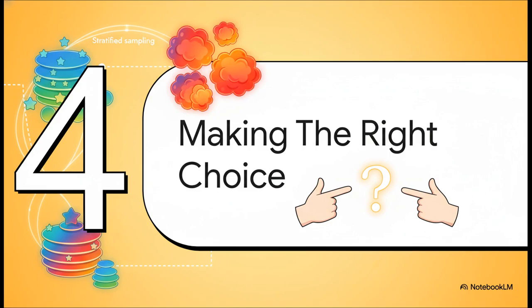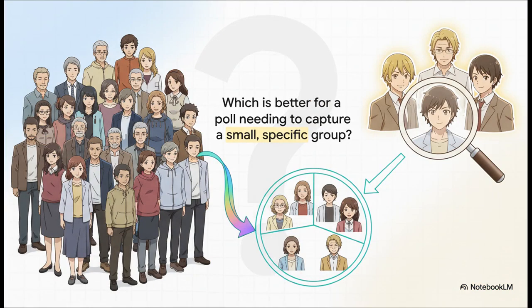So, knowing all that, how in the world do you actually decide which path to take for your own project? Let's think through a real-world example. Say you're a pollster, and there's a small but really important group of voters that could swing an election. You absolutely cannot risk missing their opinion. Which method do you choose? Right. You'd go with stratified, because it forces you to go out and find people from that specific group.